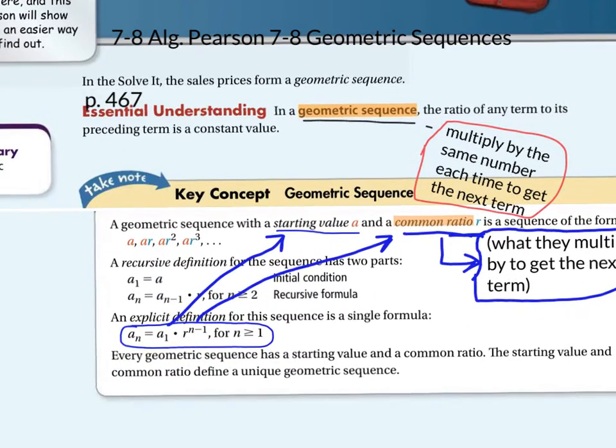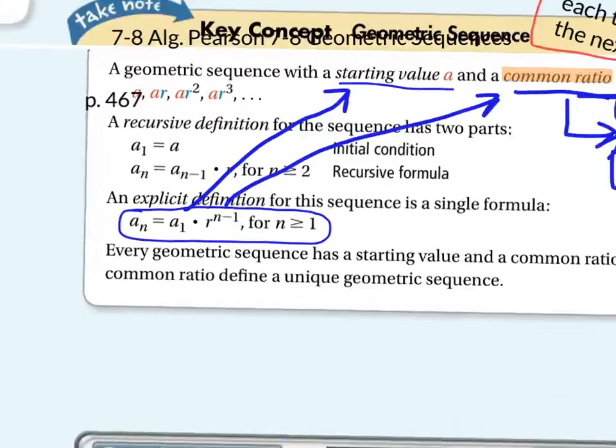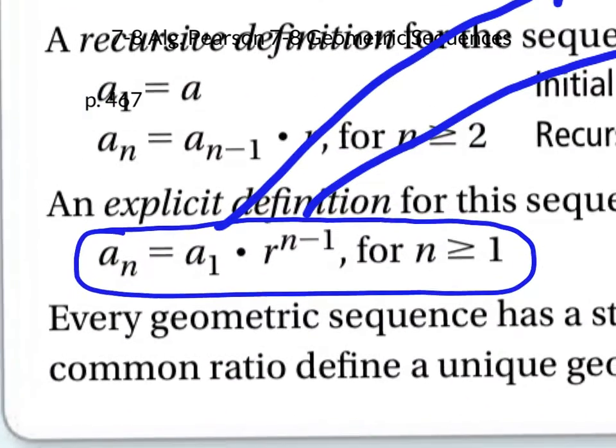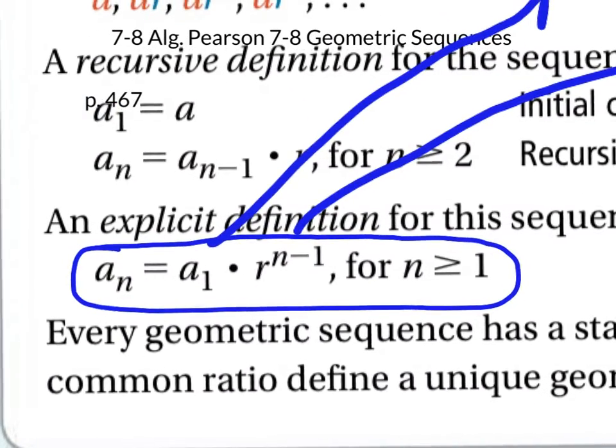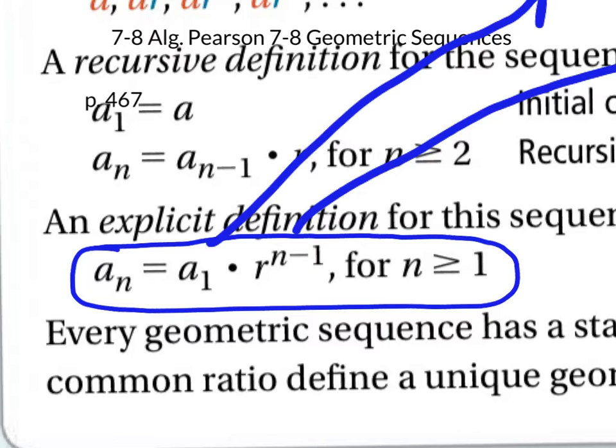So if we look at this, we've got a formula for a geometric sequence, and it's like our exponential function that we've been talking about, very similar to that. Notice the n and the 1 are down lower. Those are called subscripts, so that's a sub n and a sub 1. So we have a sub n equals a sub 1 times r to the n minus 1 for n greater than or equal to 1.